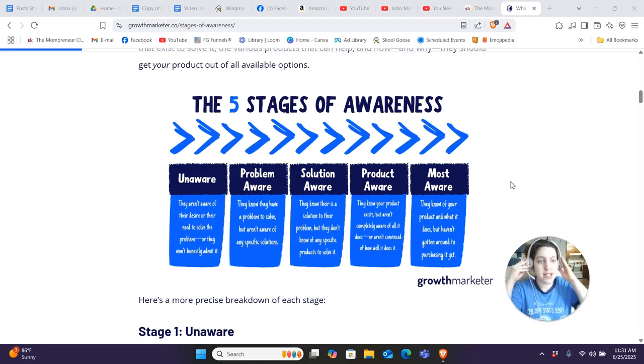So they see your freebie and they say, wow, maybe that will help me. Let me opt in for it. It's free, super low friction. All I have to do is give them my email.